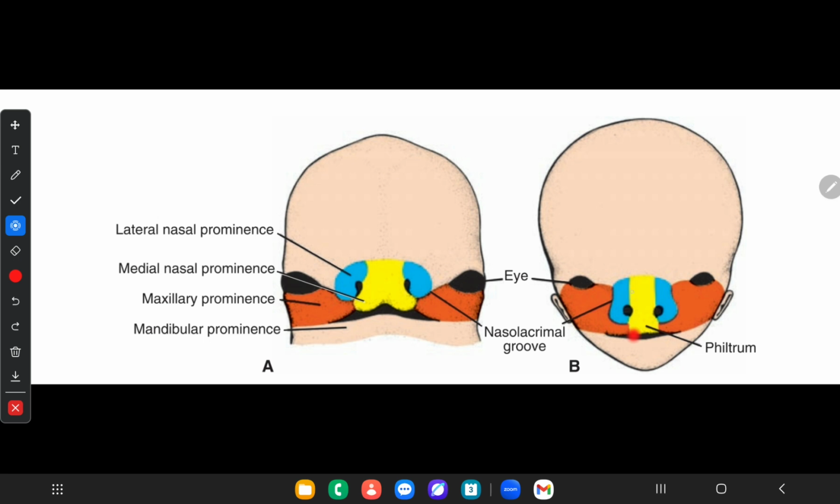The upper lip is formed by the two medial nasal prominences and the two maxillary prominences. Lateral nasal prominences do not participate in formation of the upper lip. You can see very clearly. The lower lip and the jaw form from the mandibular prominences, which fuse together in the midline.